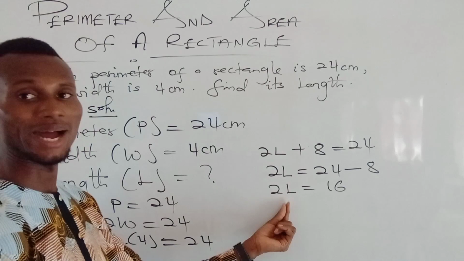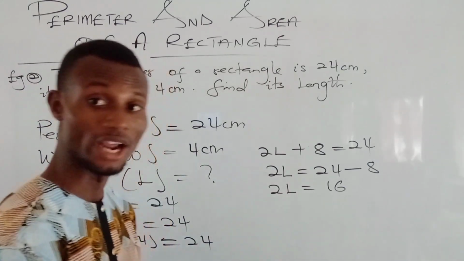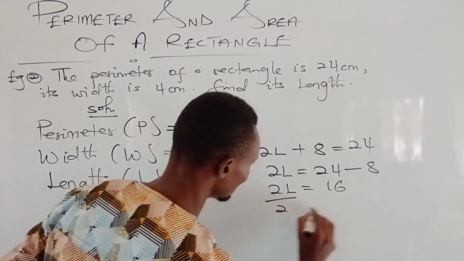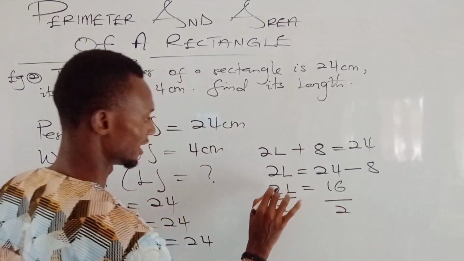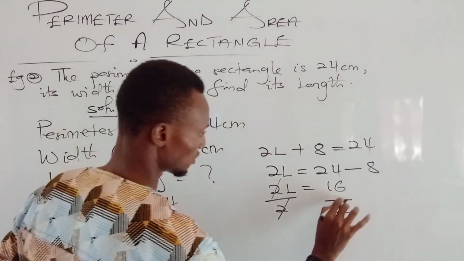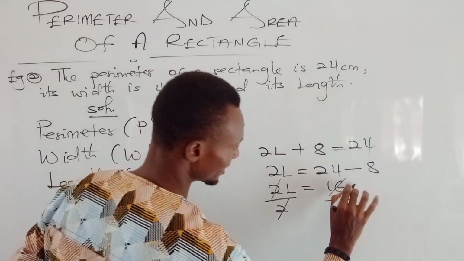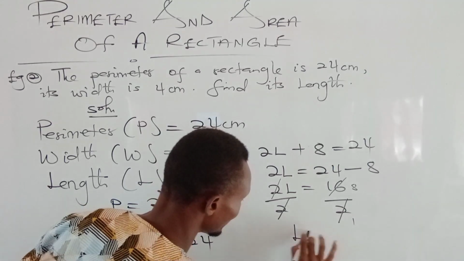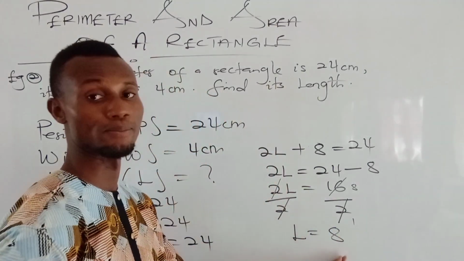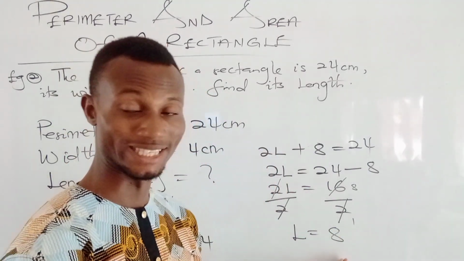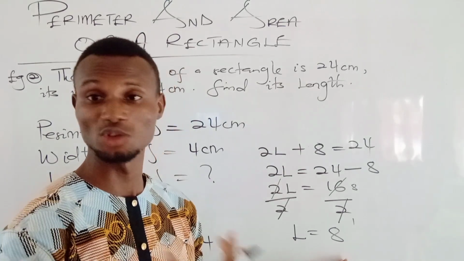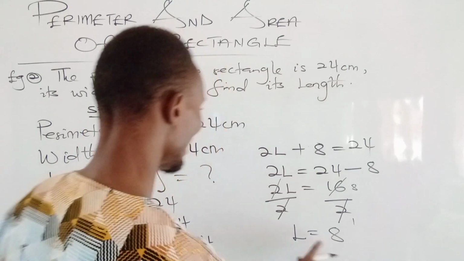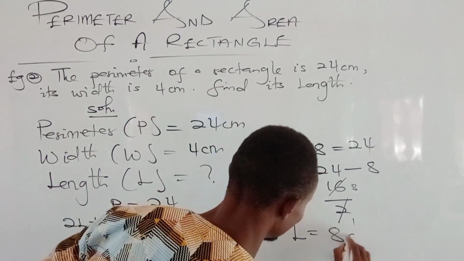Now to get our L, we divide through by the coefficient of L, which is the 2. So I'll divide here by 2 and here also by 2, so that this and this cancel. 2 goes here 1, 2 goes into the 16 8 times. So you have your L equals to 8. But please don't forget to bring your unit. It's very important. Most students forget to bring the unit, and that makes it wrong. So your L equals to 8 centimeters.